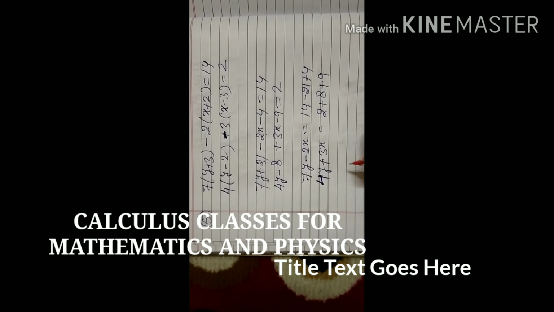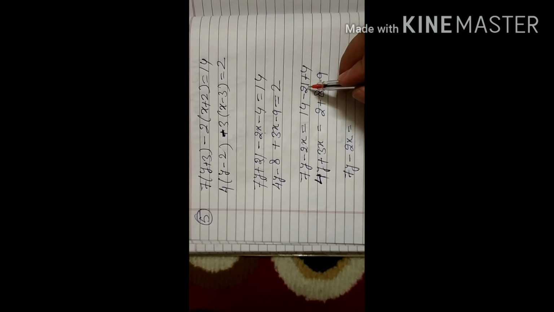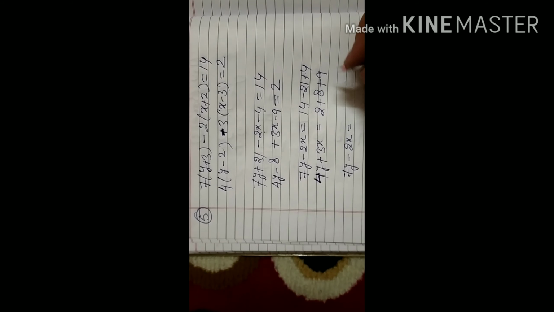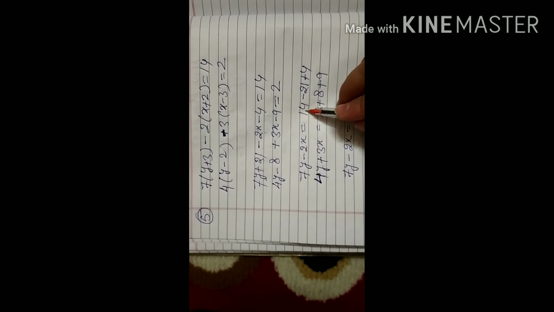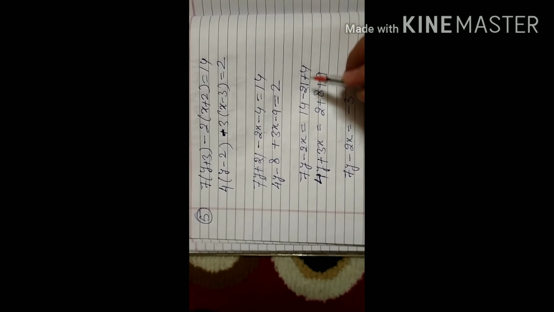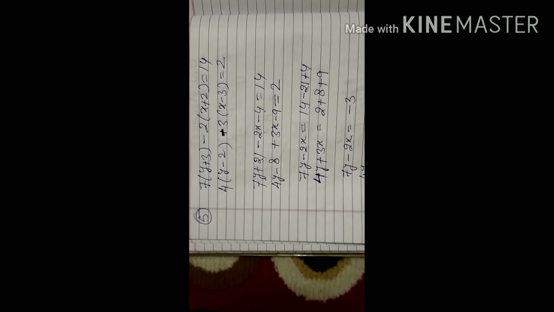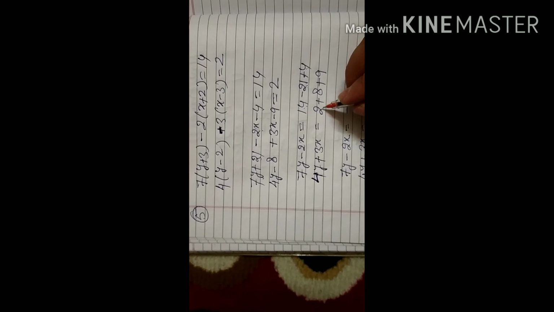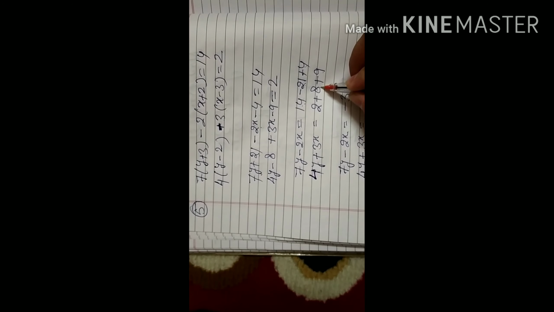So the equations are written as 14 minus 21 plus 4. So what will come? Minus 3. Or you could say 14 plus 4 is 18, minus 21, so minus 3 will come. And this 4y plus 3x equals 2 plus 8 plus 9, which is 19.